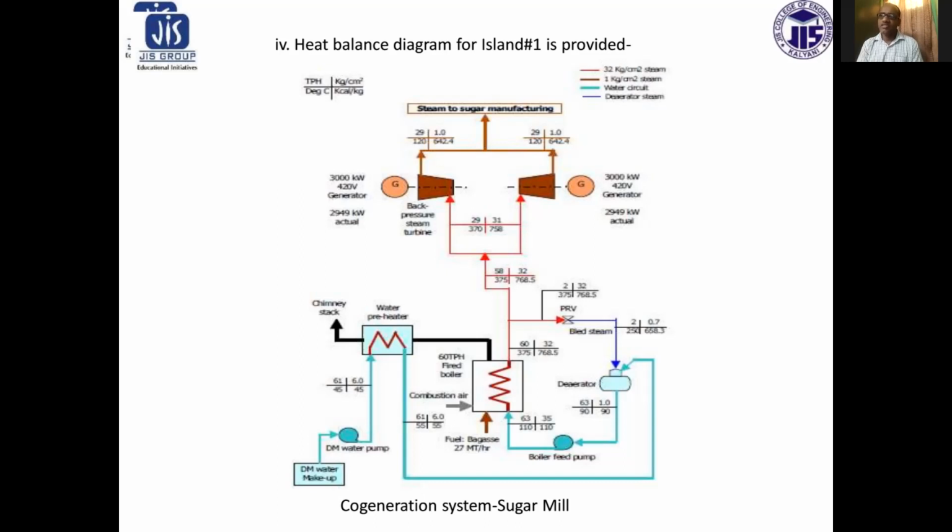The plant runs with 32 kg per centimeter square pressure of steam available at the steam turbine inlet, and 29 kg per centimeter square at the outlet. From the fuel bagasse, 27 metric tons per hour is required, and 60 TPH fired boilers are installed. The water is demineralized, preheated and de-aerated before sending to the boiler.